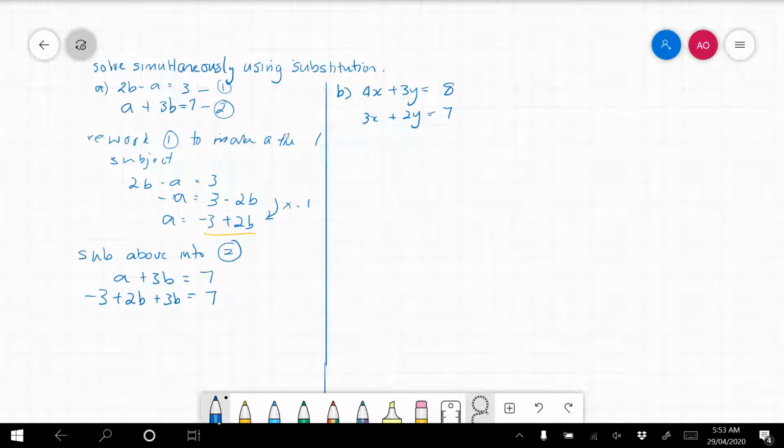Gather like terms. I've got 2B and 3B. So minus 3 plus 5B is equal to 7. I'm going to add the 3 to both sides. So I end up with 5B is equal to 10. And B is then equal to 2. Alright, so now I've got B is equal to 2.